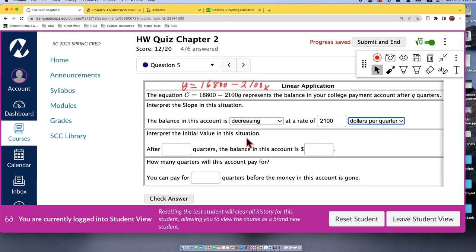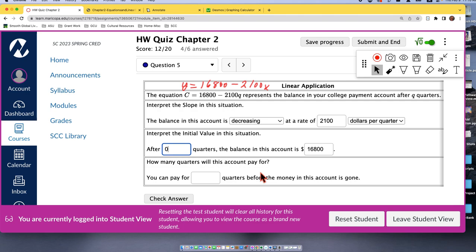Interpret the initial value of the situation. So initial value is the y-intercept. So that's the number that's by itself. So where does that go? We're in the dollar spot. Then it's in the dollar spot. What is this asking? After blank quarters, the balance of this account. So if it's the initial value, how many quarters have we been in school? Zero. Good. This is a tricky one. We haven't started yet, so this initial value has always got to be zero. Good. And then how many quarters will this account pay for?